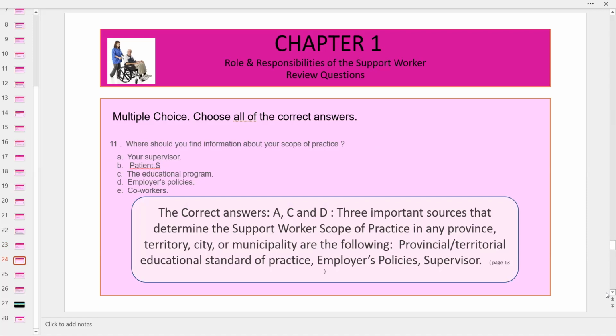The correct answers are A, C, and D. Three important sources that determine the support worker scope of practice in any province, territory, city, or municipality are the following: Provincial Territorial Educational Standard of Practice, Employer's Policies, and Supervisor.